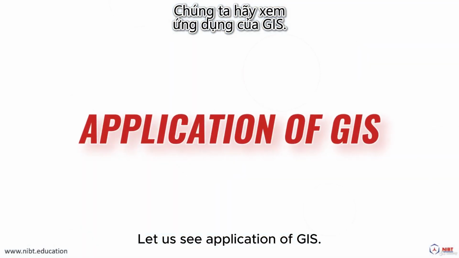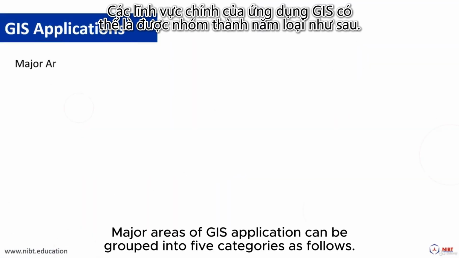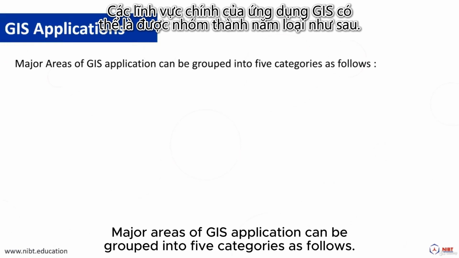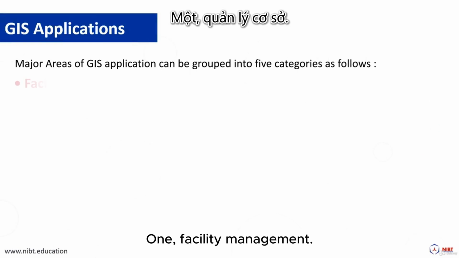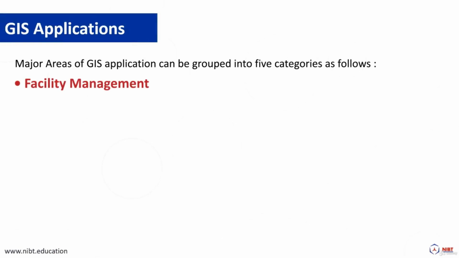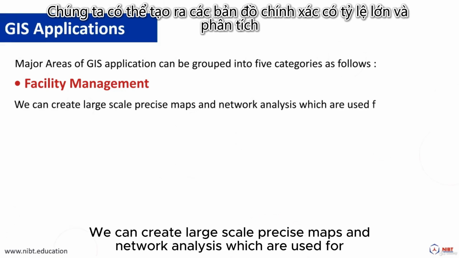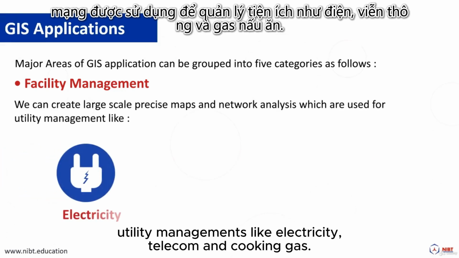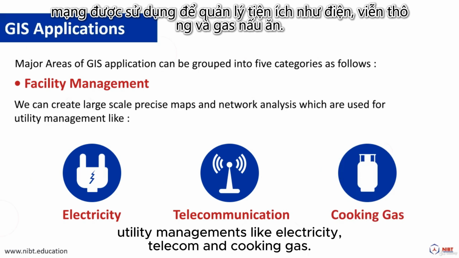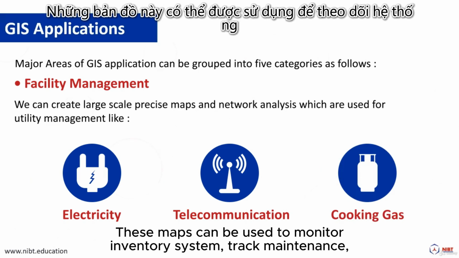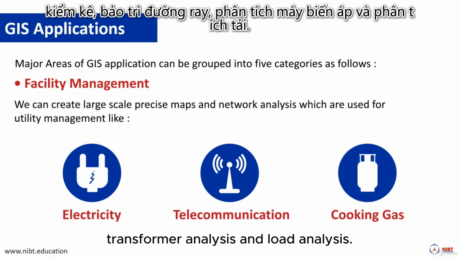Let us see application of GIS. Major areas of GIS application can be grouped into 5 categories as follows. 1. Facility management. We can create large-scale precise maps and network analysis which are used for utility managements like electricity, telecom and cooking gas. These maps can be used to monitor inventory system, track maintenance, transformer analysis and load analysis.